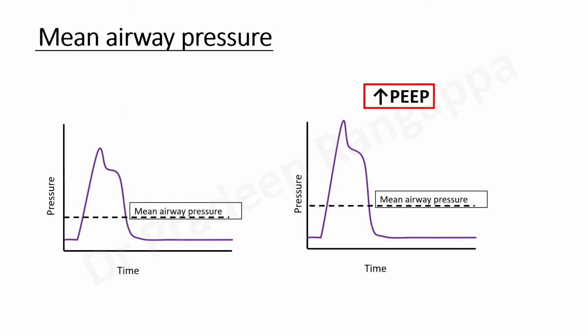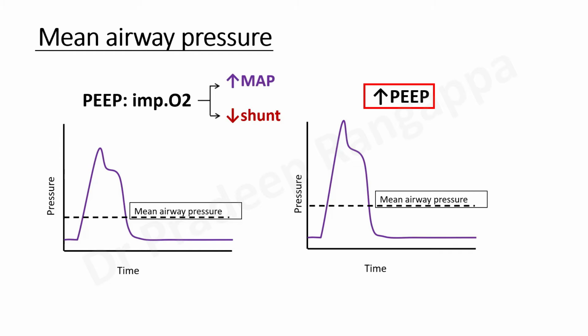So the mean airway pressure, I said it can be improved by increasing the volume, increasing the inspiratory time, and the third way that we can improve the mean airway pressure, which is an important aspect to improve the oxygenation, is by increasing the PEEP, because increasing the PEEP also increases the mean airway pressure. So one is increasing the volume, increasing the inspiratory time, and increasing the PEEP. All these three improve the mean airway pressure and improve the oxygenation.